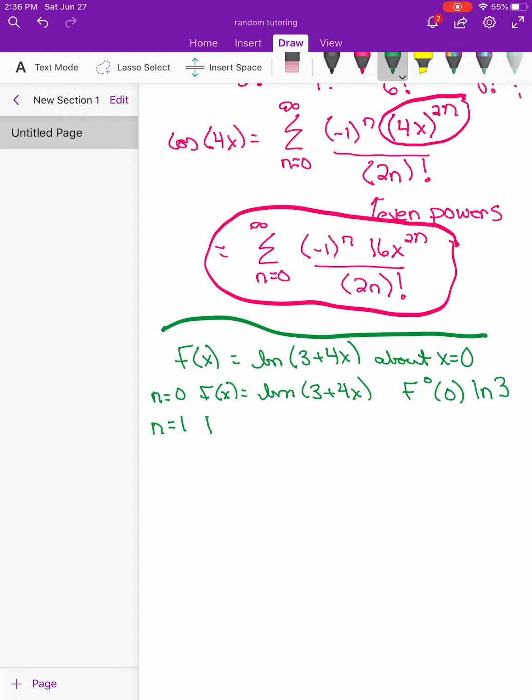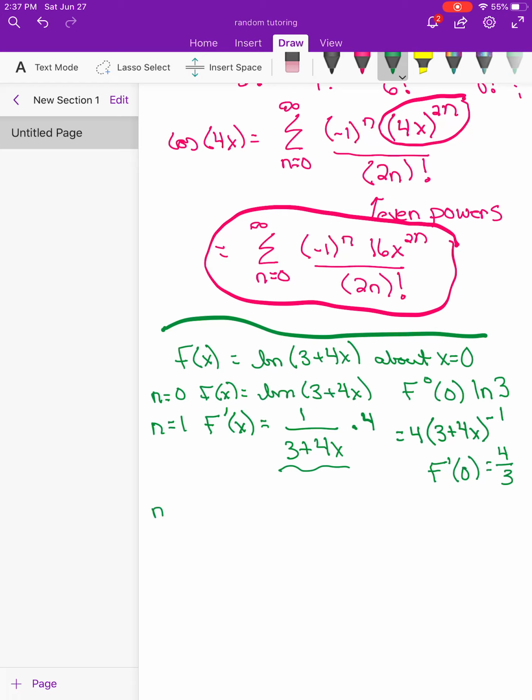Then you do your first derivative, so f prime of x. The derivative of a natural log is 1 over the function times the derivative of the function. If we were to simplify that, we'd get 4 times (3 plus 4x) to the -1. And then if we put in 0, and you can plug it in here if it's easier, you get 4/3.